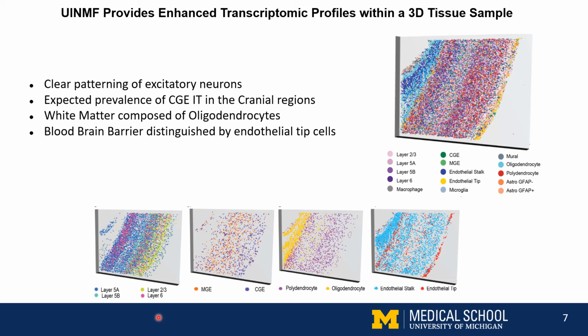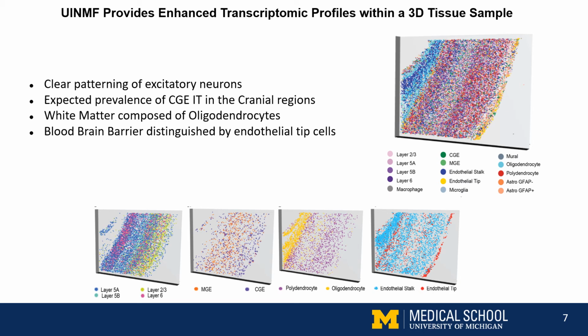You can see most interiorly, we have layer 6, and as we work outward, there's an increase as we move into layer 2, 3. Additionally, we see an expected prevalence of CGE inner neurons in the cranial regions, indicated here in purple. We see a thick band of oligodendrocytes that we know compose the white matter of the brain, and we also see that the blood-brain barrier, pictured here in red, is distinguished by the endothelial tip cells, all of which correspond to what we know is biologically true.